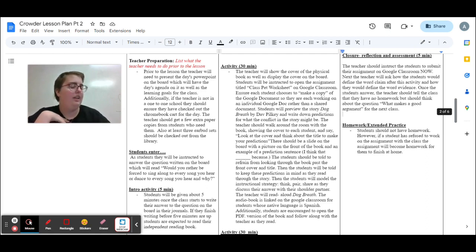And then I also wanted to talk about learning theorists. I chose Bloom's taxonomy, which connects with my lesson, and then David Kolb's experiential learning.